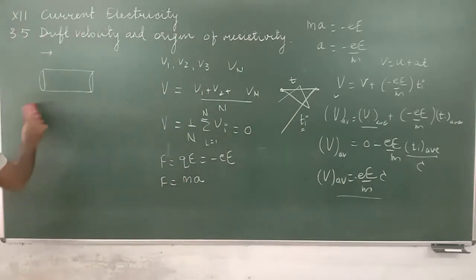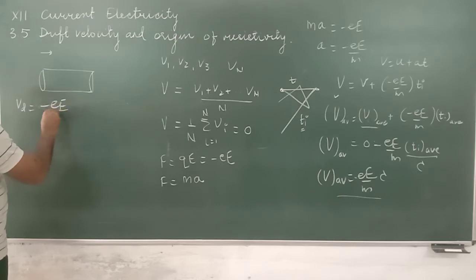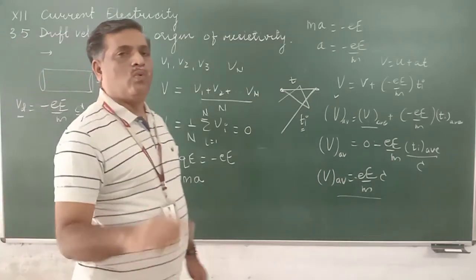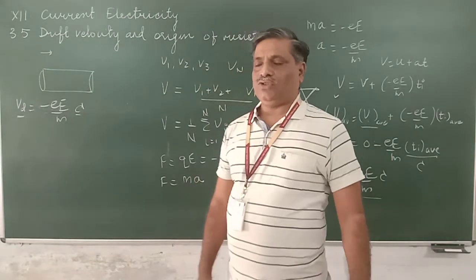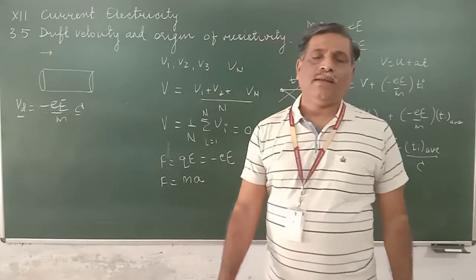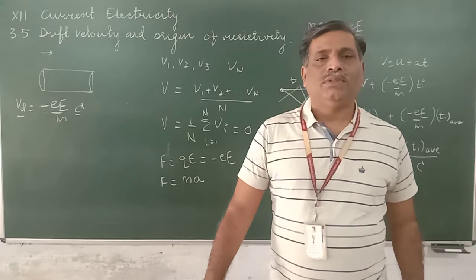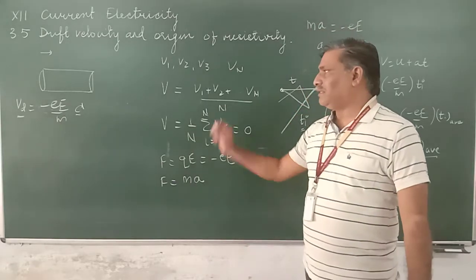What is the meaning of drift velocity? Vd is equal to minus capital E tau by m. This is called drift because it is independent of time even though accelerated. So drift velocity we can define as the velocity independent of time even though the electron is accelerated.